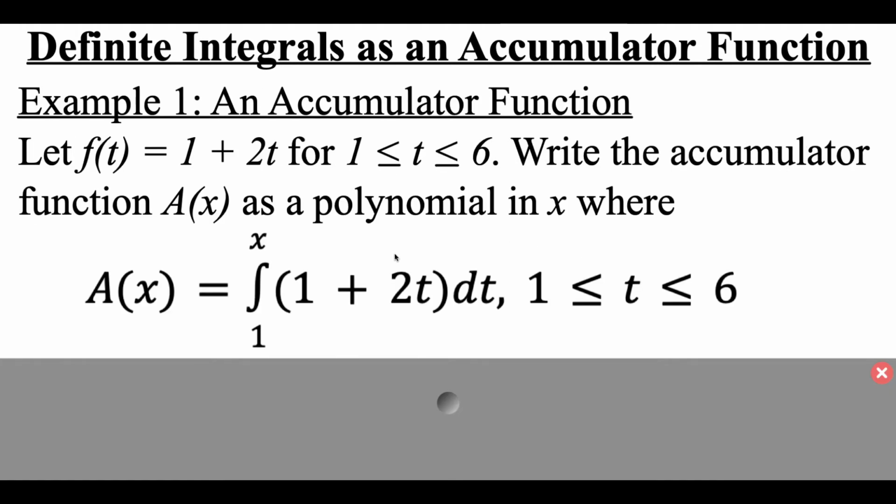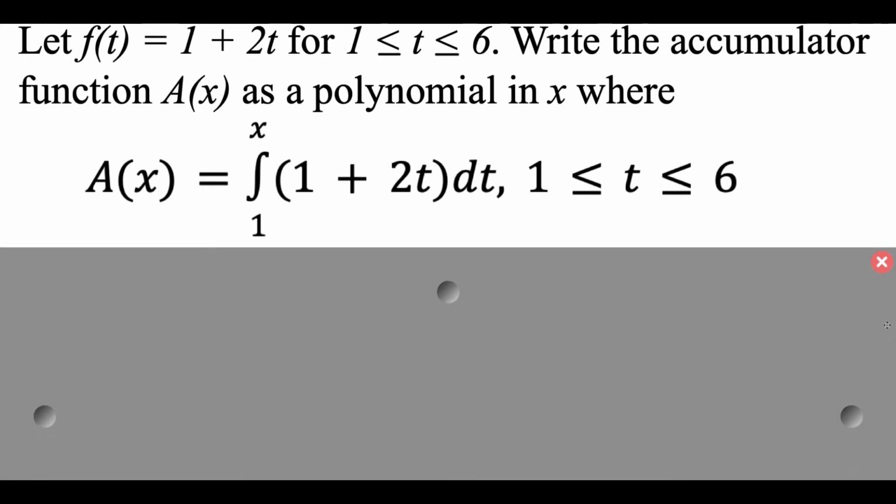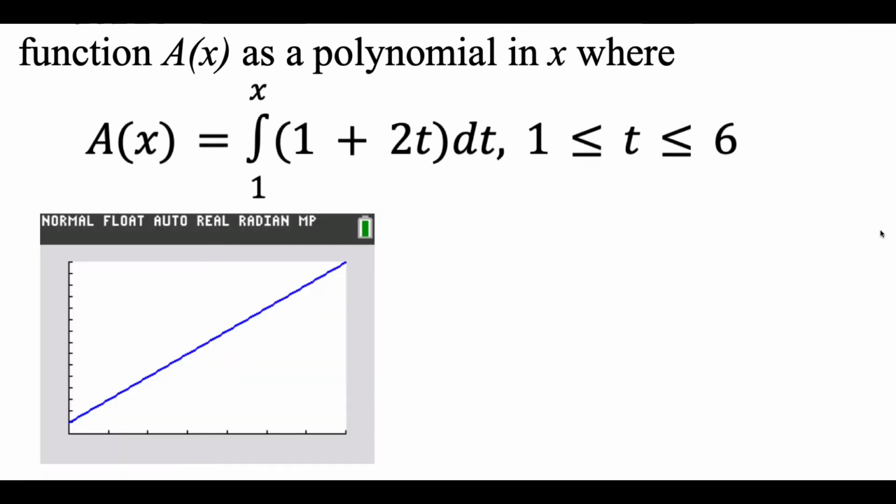So we're going to look at creating an accumulator function. We're going to let our f of t function be 1 plus 2t for t values that are between 1 and 6. So we want to write out the accumulator function A of x as some polynomial in x, where this accumulator function is defined as the integral from 1 to x of this function 1 plus 2t dt for those t values between 1 and 6. So what we're going to look at doing is graphing out this 1 plus 2t. Now that's just going to be a linear function, a straight line. We're looking, I guess, specifically between the t values of 1 and 6.